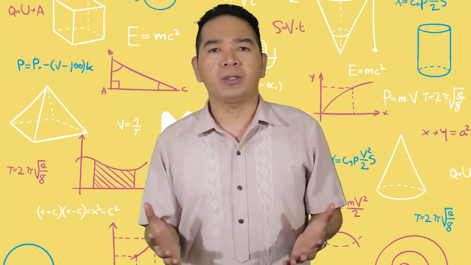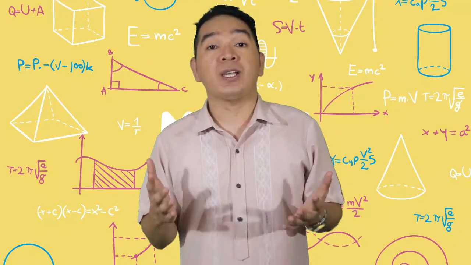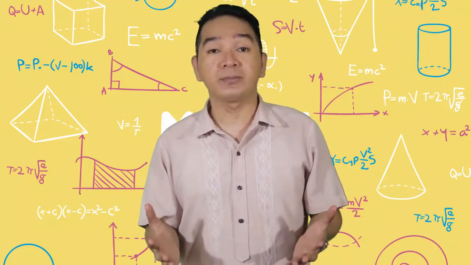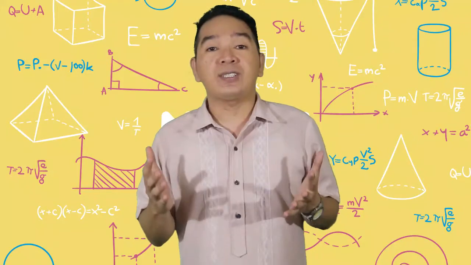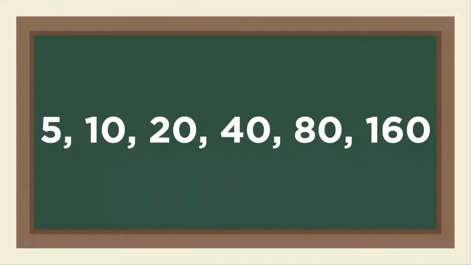From that amount, can you buy that blouse as a Christmas present to your mom? Yes, absolutely. What's the sequence obtained? 5, 10, 20, 40, 80, and 160. Can you see any pattern from this sequence?